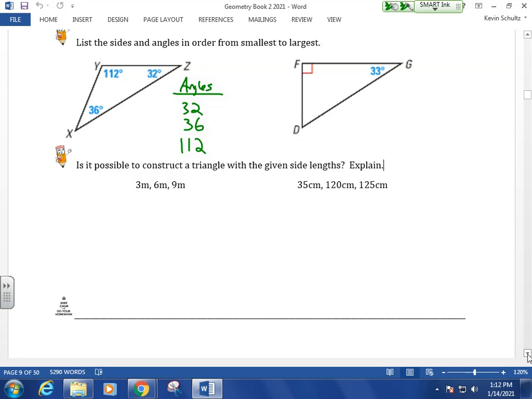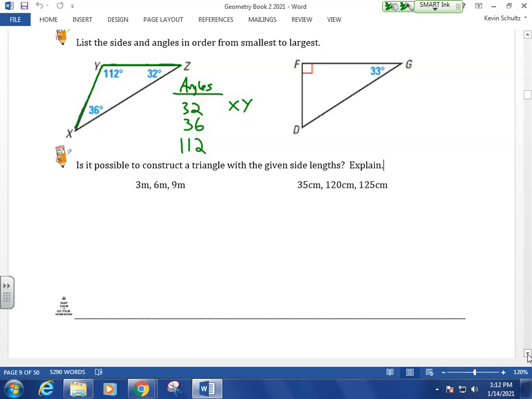And when ordering our sides from shortest to longest, it can be kind of difficult, especially here with YZ and XY, to look at that and say, well, which one's longer, which one's shorter? They seem to be pretty close, and they are pretty close. However, because XY is opposite our 32-degree angle, opposite our smallest angle, it will be the shortest side.